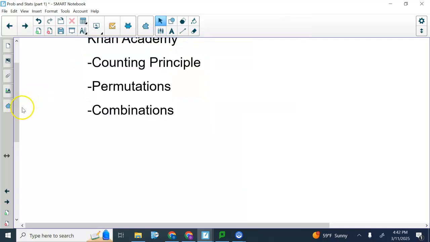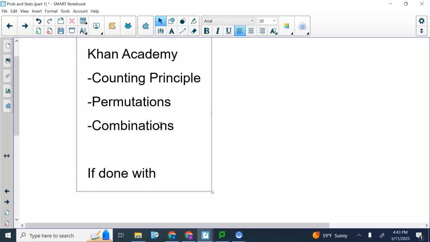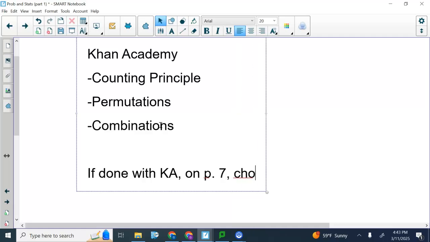And then if you get all of that done, what I want you to do is start working on the next page. All I want you to do is pick if it is a combination or a permutation. So if you're done with Khan Academy, on page 7, choose C or P. So in that middle column, you're just choosing, is it a combination or a permutation?